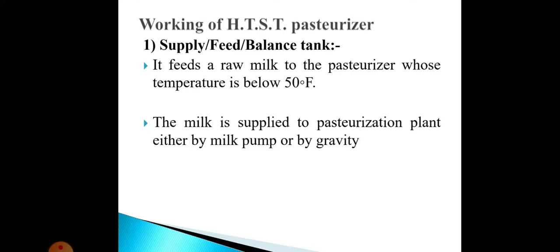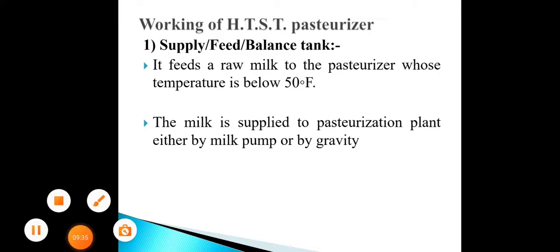The working of the HTST pasteurizer. First, the supply feed balance tank. It feeds raw milk to the pasteurizer at a temperature below 50 degrees Fahrenheit. The milk is supplied to the pasteurization plant either by a milk pump or by gravity.